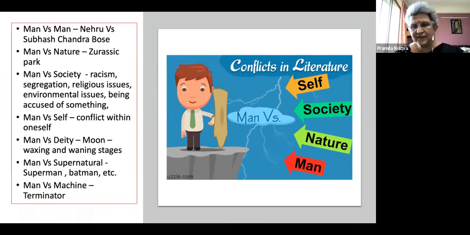Man versus self. This could be a conflict within oneself. Man versus deity. I've given the example of the moon's waxing and waning stages. Do you know the story, the mythology that says why the moon ended up having waxing and waning stages? Do you know that story?